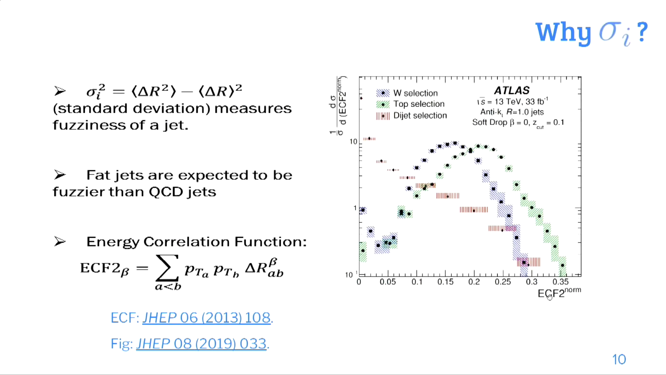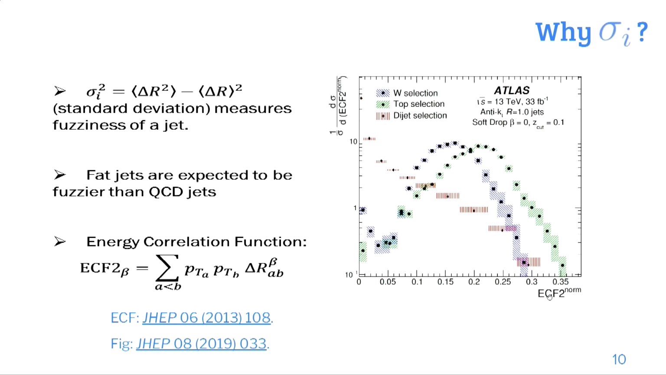So now our question was, why this? One might ask why this particular variable is useful. There are two reasons that we found. One is that this sigma I is basically the standard deviation of the delta R's between the constituents of a jet, and that is basically the fuzziness of a jet. And since the fat jets, the jets coming from the heavier objects, tend to be fuzzier, that's why this works. That was one of the explanations.